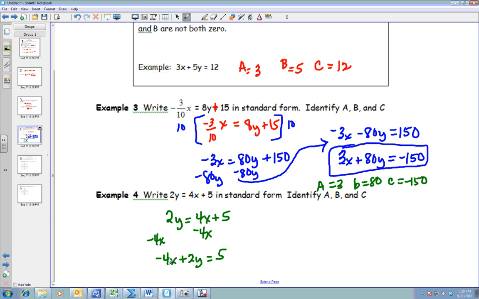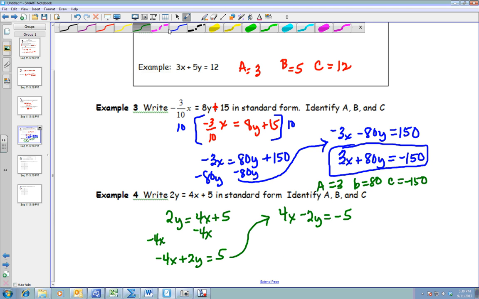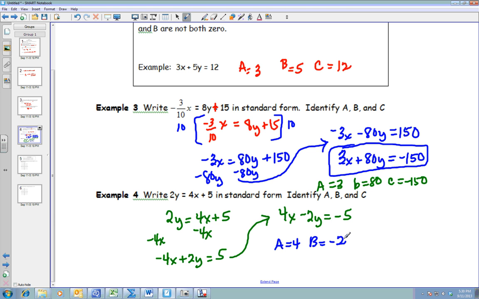The rule is my first number with my x cannot be negative, so I'm going to change the signs on all of them. So it's going to be 4x minus 2y equals negative 5. And now I'm going to identify my a, b, and c. A is 4, b is negative 2, you have to put that sign with it, c is negative 5.